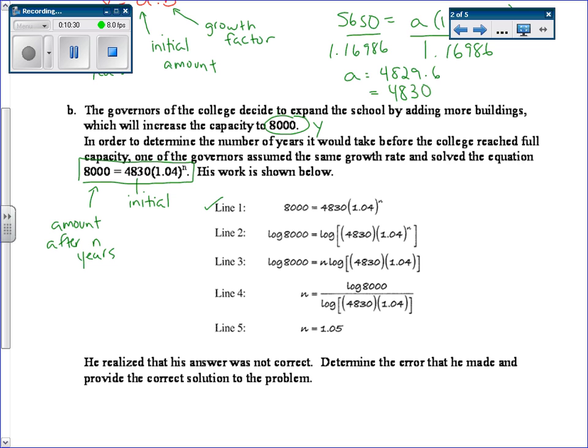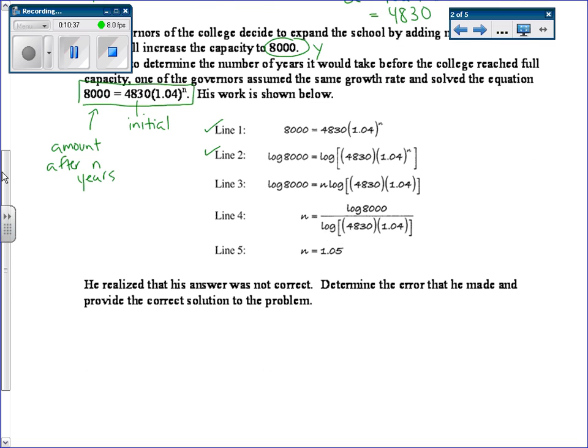And so then what he's done in line 2 is take the log of both sides. So again, that is correct. But if we look at line 3, what he's done is, although this exponent is only on the 1.04, this particular person chose to solve it by moving that n out in front of everything, which would imply that the exponent is on both the 4830 and the 1.04, and it's not. So this is where the mistake is. Okay, that's the mistake. So he used the power law incorrectly.